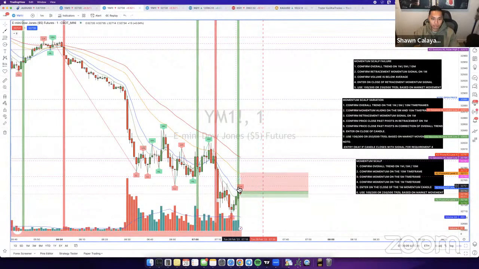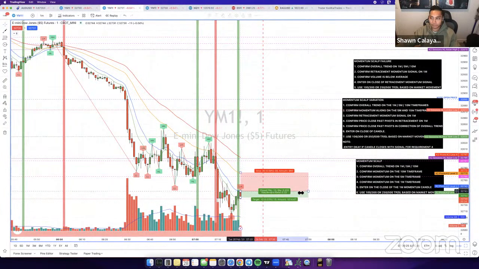I'm looking for the next entry. So I'm not necessarily looking for the momentum scalp failure right here. I'm looking for a momentum scalp variation that would happen right after it. So if this here closes below the pivots, then this would be a momentum scalp variation. The momentum scalp failure here just hit full TP. So if you guys took that, great.